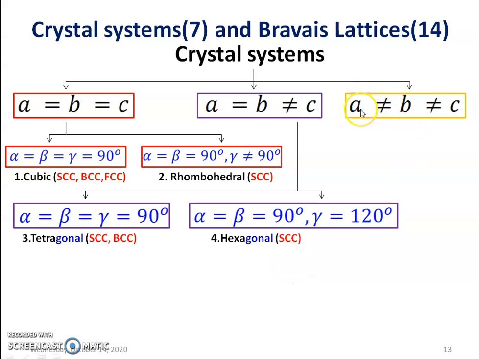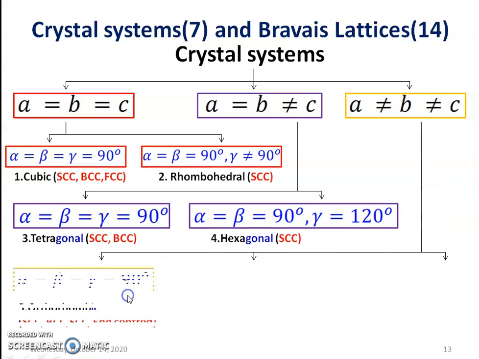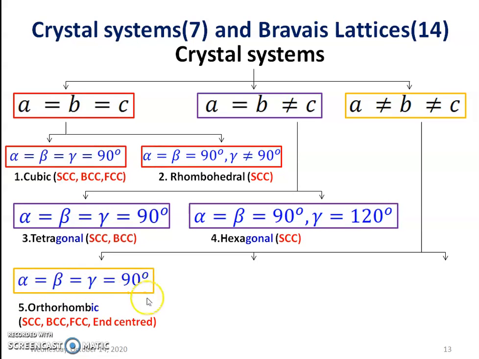Now consider the third possibility, that is all the edges are different, A is not equal to B is not equal to C. For this type of crystal system, there are three possibilities again. First is when all the edges are different and all three angles are the same, equal to 90 degrees, that is alpha is equal to beta is equal to gamma equal to 90 degrees. Then the resulting crystal system is called orthorhombic. And the orthorhombic crystal system has four Bravais lattices: primitive, body centered, face centered, and end centered.